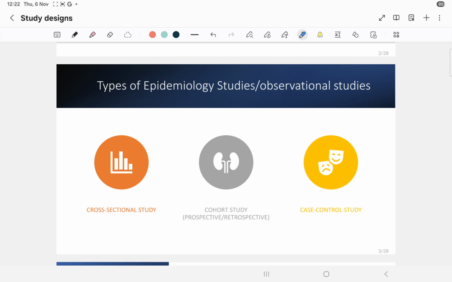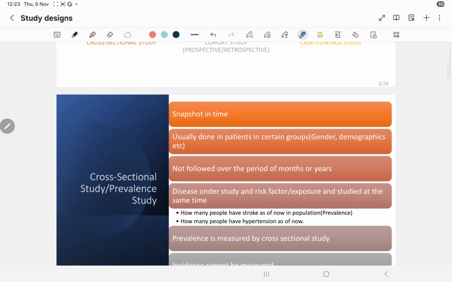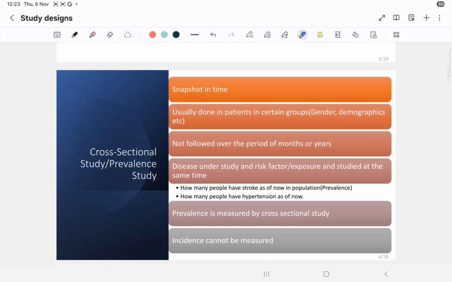So we will start with the epidemiological or observational studies. There are three types: cross-sectional studies, cohort studies and case control studies. Let's discuss them one by one. What are cross-sectional studies? Cross-sectional studies are also called prevalence studies because they measure the prevalence. They cannot measure the incidence. These are merely a snapshot in time.